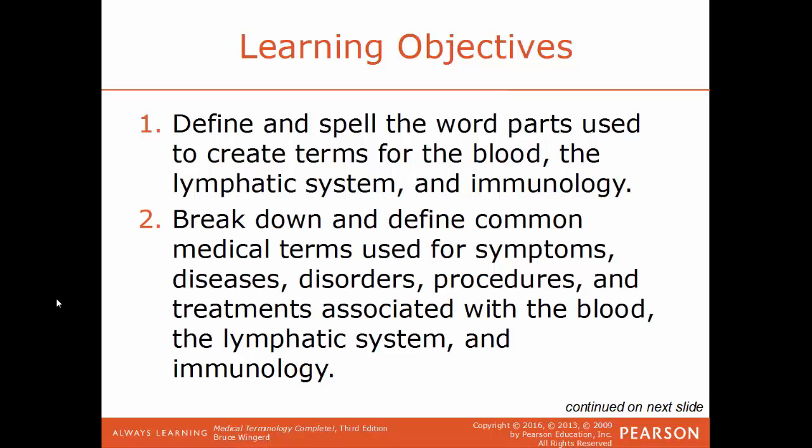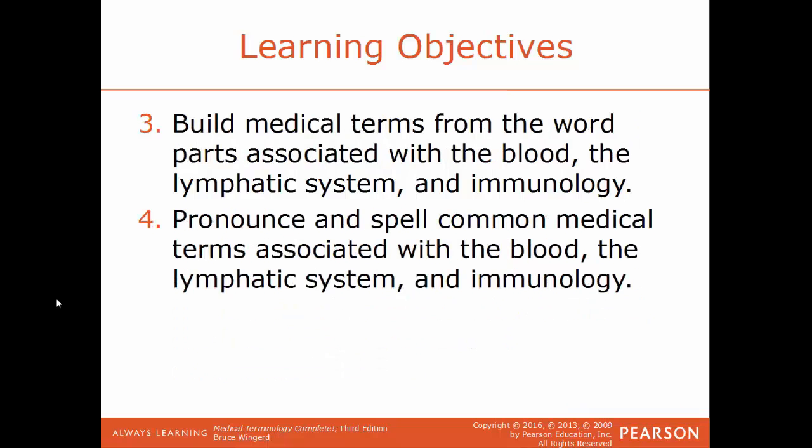Define and spell the word parts used to create terms for the blood, for the lymphatic system, and immunology. Break down and define common medical terms for symptoms, diseases, disorders, procedures, and treatments associated with the blood, the lymphatic system, and immunology. Build medical terms from the word parts associated with the blood, lymphatic system, and immunology. And lastly, pronounce and spell common medical terms associated with the blood, the lymphatic system, and the immune system.